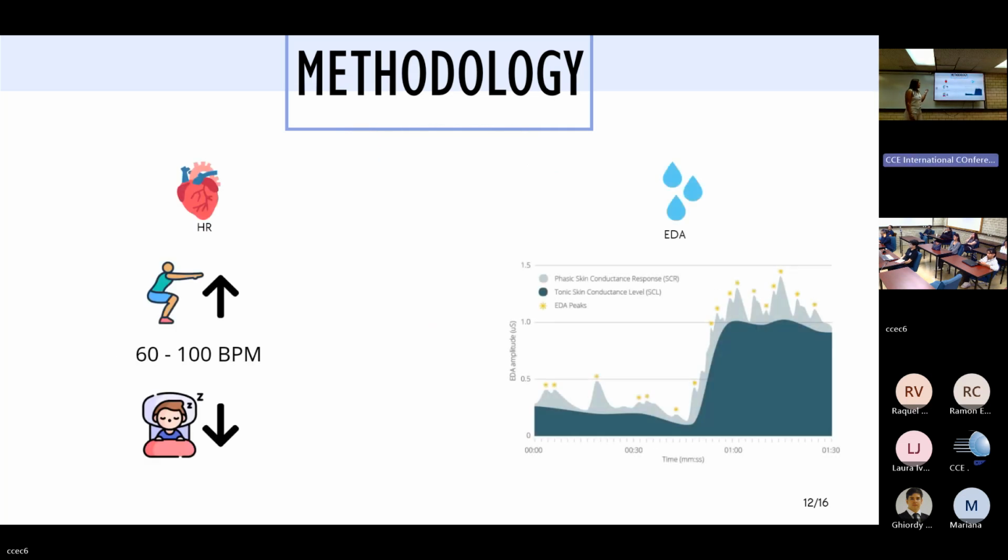And we use this to, well, when we are in a room relaxed, we have from 60 to 100 beats per minute. When we exercise, this goes up, and when we sleep, it comes down. Electrodermal activity does the same.